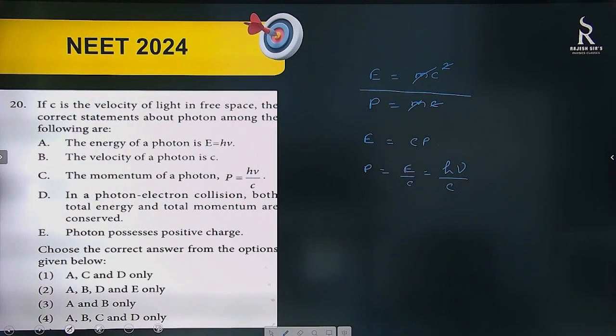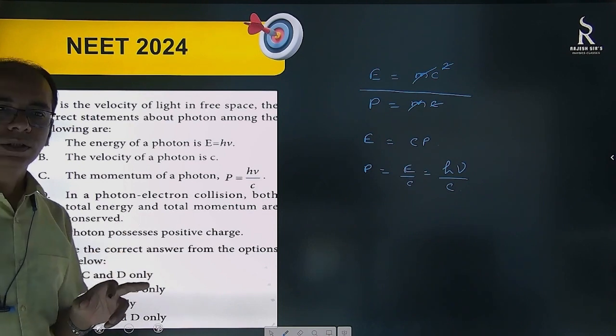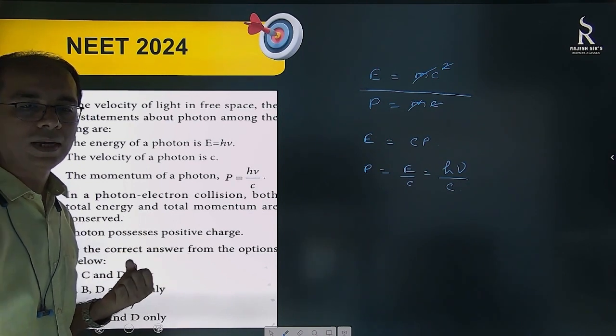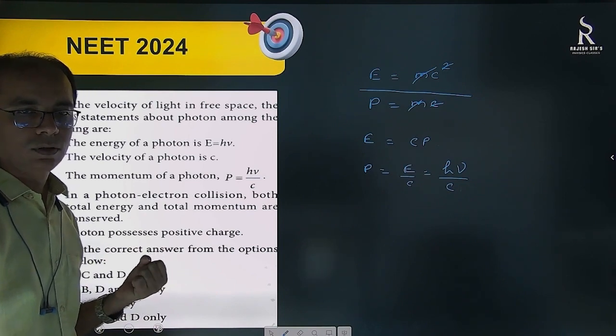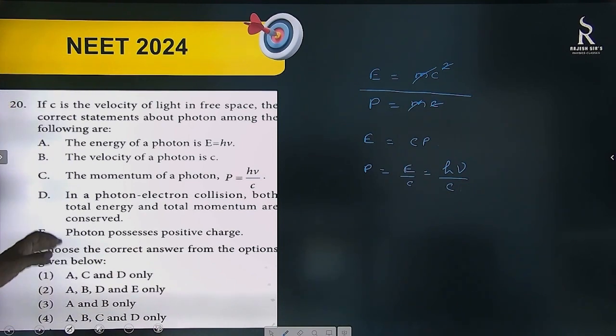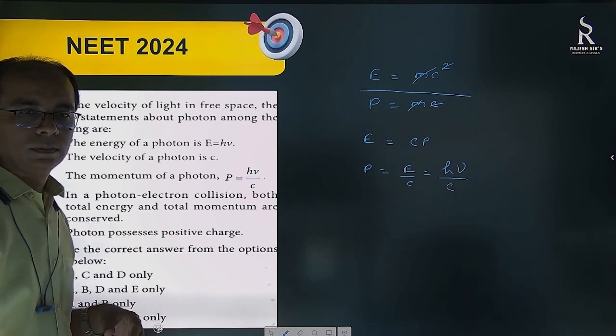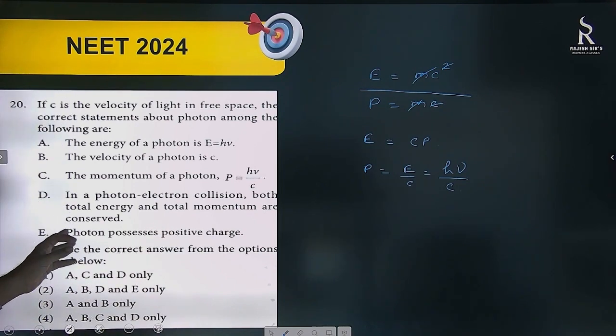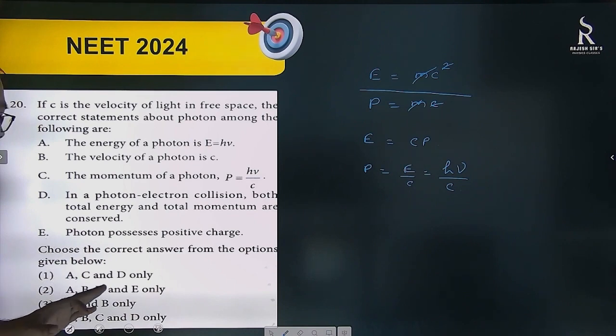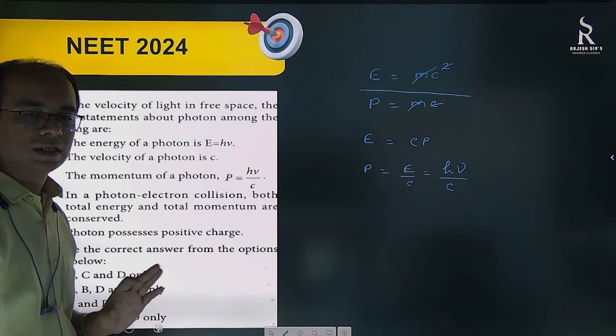Okay, then in a photon electron collision, both total energy and total momentum are conserved. In a photon electron collision, then what happens? Electron actually absorbs entire energy of photon. Correct or not? Is it correct? Let's see then. Last one, photon possesses positive charge. No, that's absolutely wrong. Photon doesn't possess any charge.